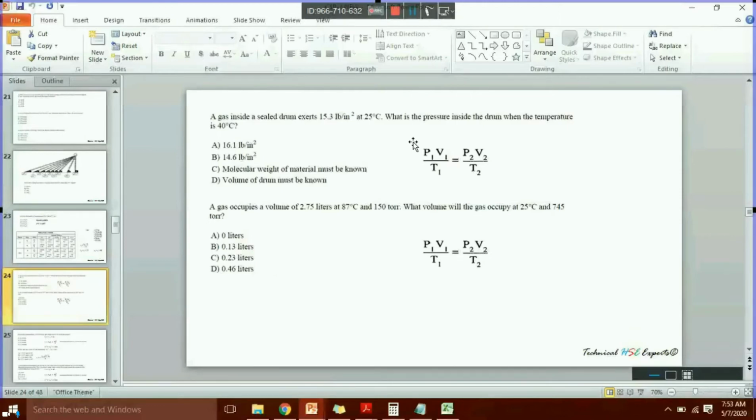Okay, third one, Gay-Lussac law. I will spell it for you. G-A-Y, space, L-U-S-S-A-C. Gay-Lussac law is equal to pressure divided by temperature, or you can write P by T. So here, which variable is not there? Volume is not there. So in Gay-Lussac, volume is constant.